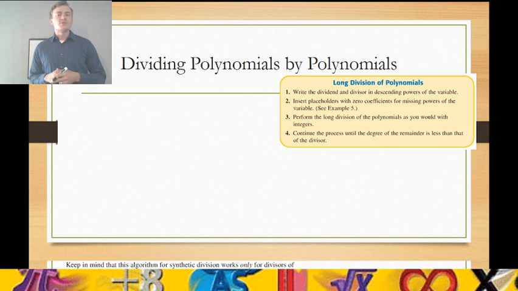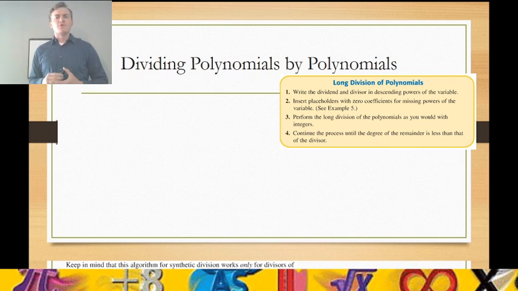Number 2, insert placeholders with 0 coefficients. In other words, if you have x squared plus 7, where's the x? X squared plus 7, we're going to go ahead and write that as x squared plus 0x plus 7. Just insert that 0 coefficient placeholder for whatever term is missing. It will ensure that you do not get your steps messed up when you are dividing. It's very crucial you do so.